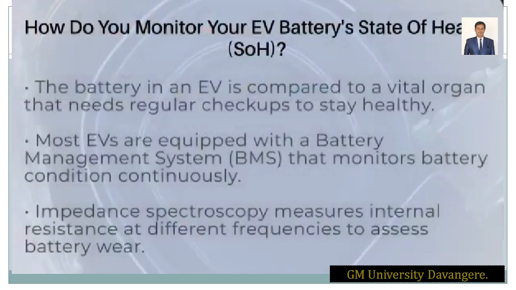All right. So next we'll see why we have to monitor the EV for the state of health. I just want to ask one question: why do you have to go for monitoring the EV? Is there any necessity to monitor the EV every time? Can anybody tell why? What is the purpose of monitoring the EV all the time?